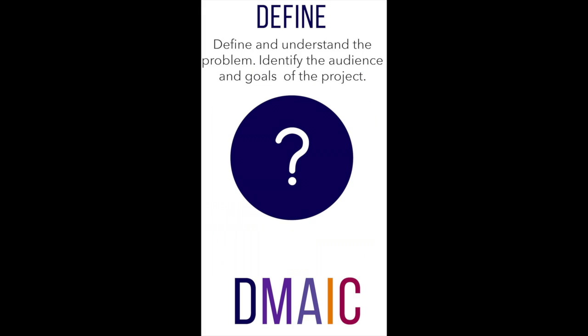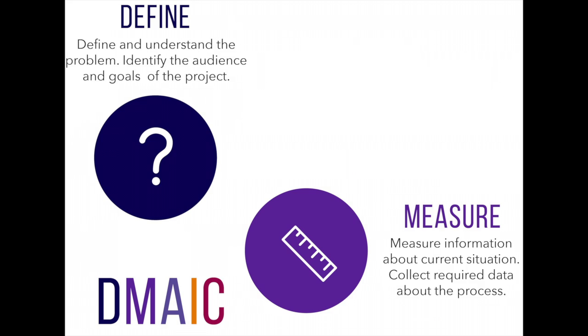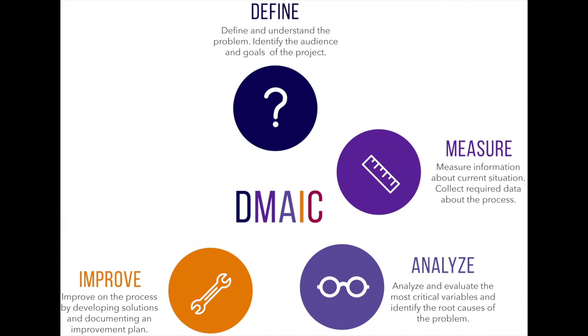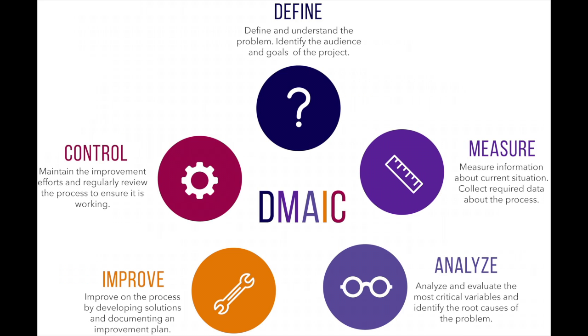Define means to define and identify the audience and the goals of the project. Measure means to measure information about the current situation and collect required data about its processes. Analyze means to analyze and evaluate the most critical variables and identify the root cause of the problems. Improve means to improve on the process by developing solutions and documenting an improvement plan. And control is to maintain the improvement efforts and regularly review the process to ensure it is working.